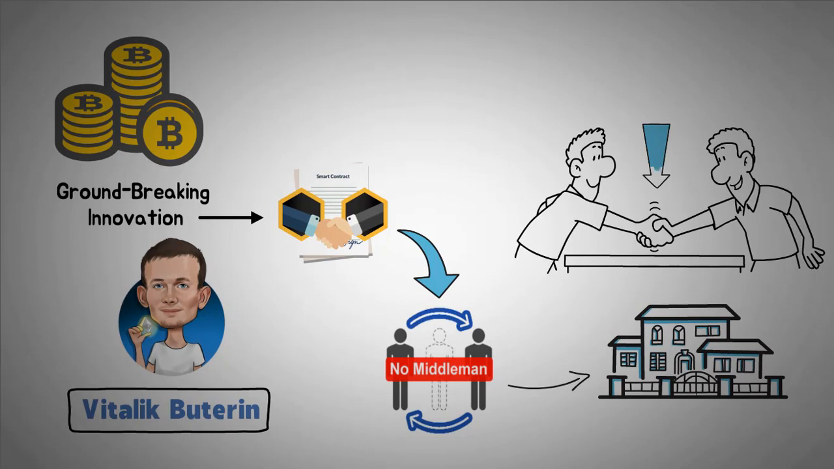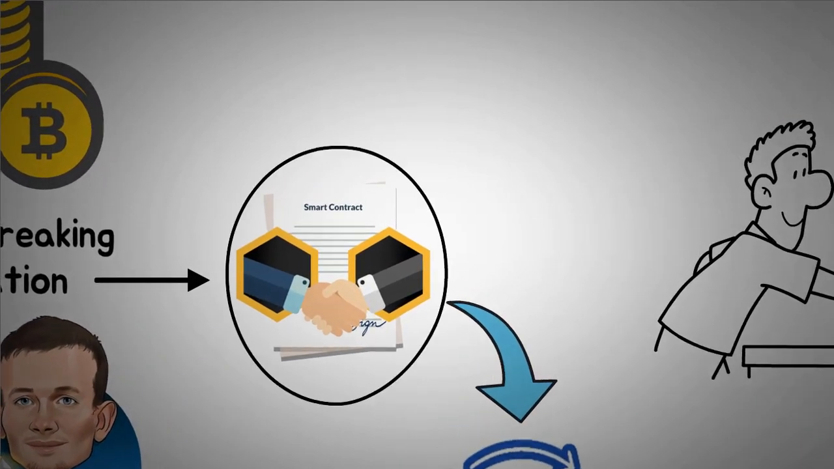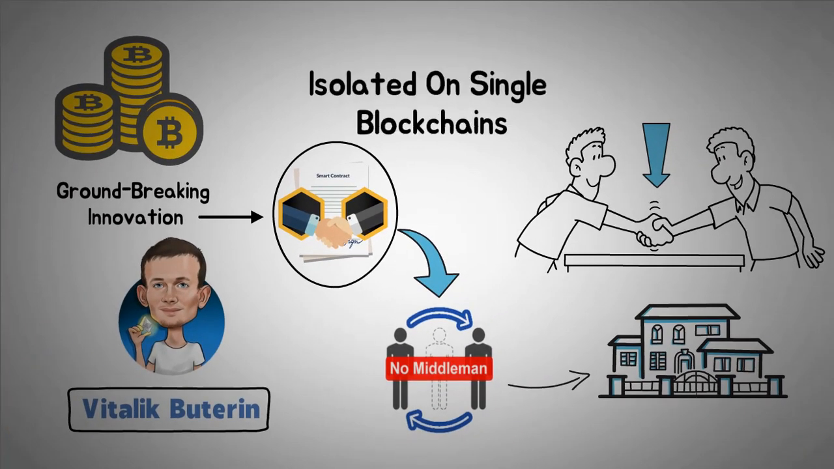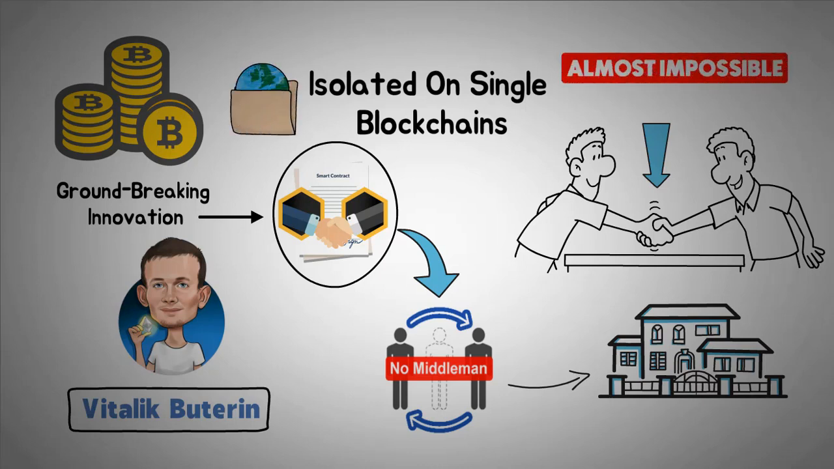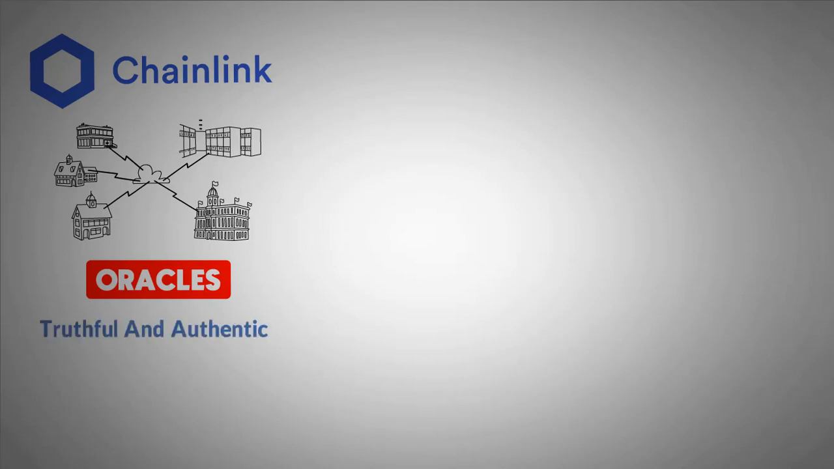However, the issue with these smart contracts is that since most of their platforms are isolated on single blockchains, they cannot connect with external data feeds. This issue makes it almost impossible for smart contracts to react to real-world events. But coming straight to the rescue is Chainlink, with the sole purpose of creating a network where data providers, also called oracles, are motivated by money to give truthful and authentic data to the blockchain.